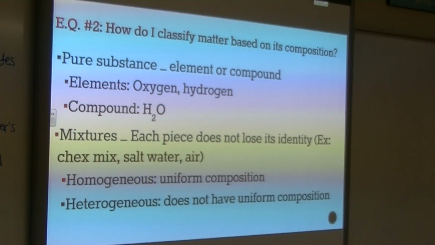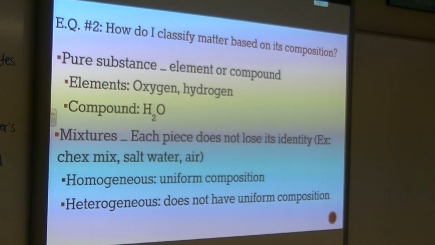Essential question 2 is, how do I classify matter based on composition? So we talked about determining whether or not a substance is a pure substance or a mixture. And then from there you can classify it even further. If it is a pure substance, you can classify it as an element or a compound. Some examples of elements are oxygen, hydrogen, any of the elements straight from the periodic table.